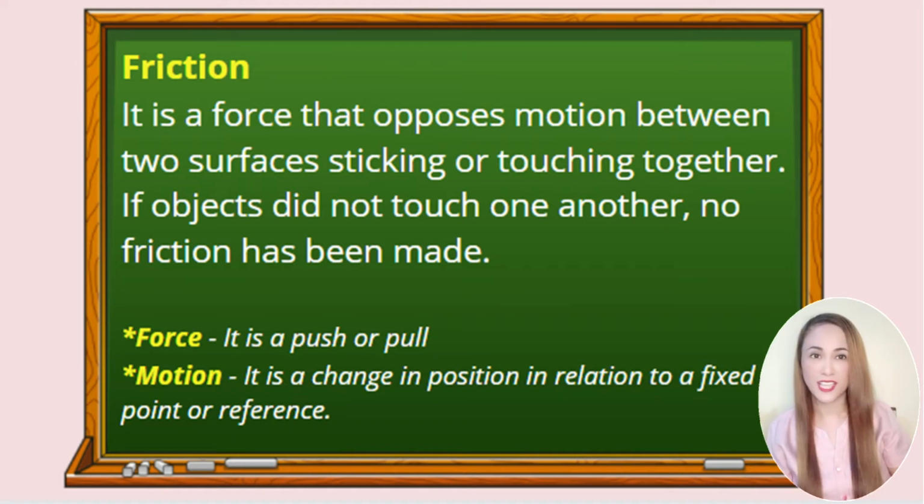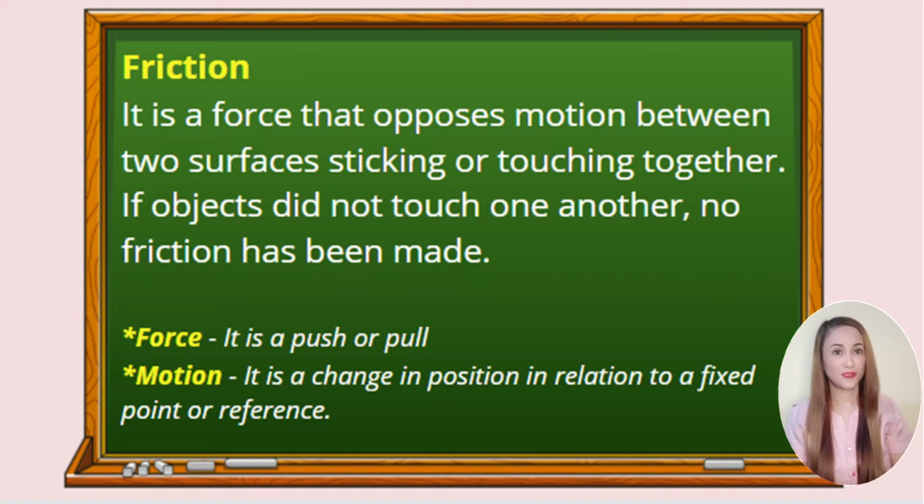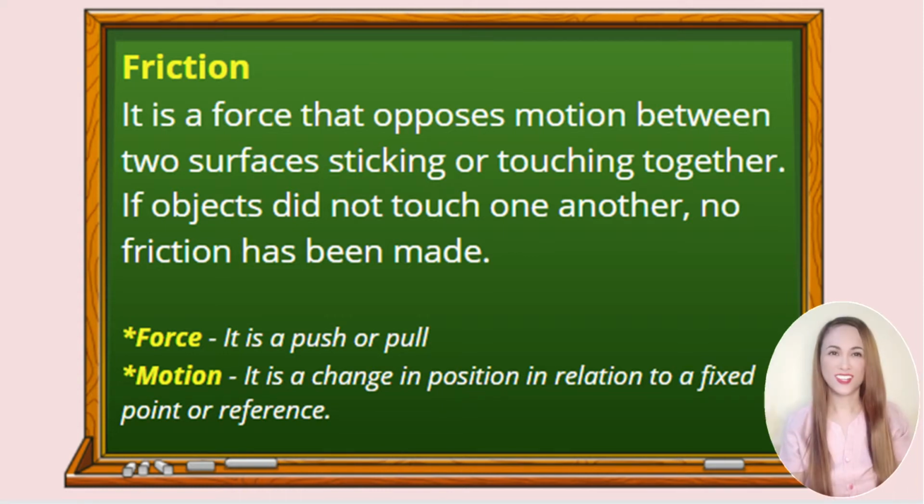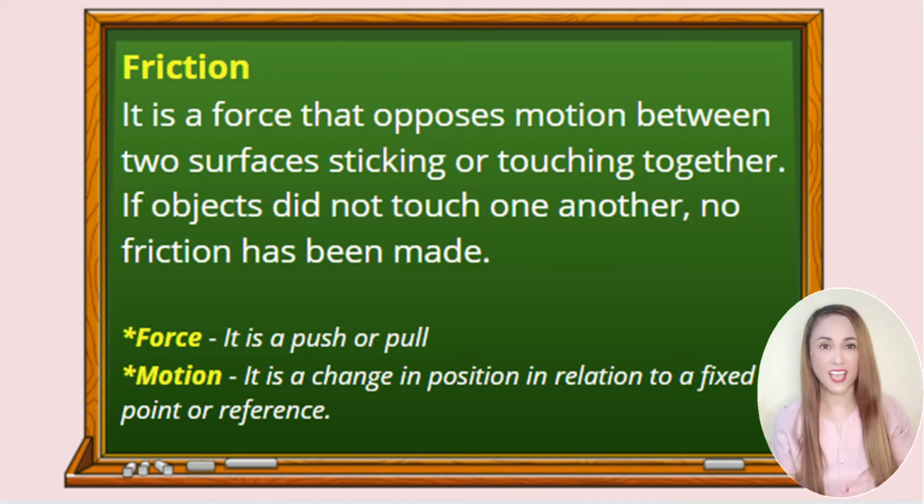Motion is a change in position in relation to a fixed point or reference. The force that two surfaces exert on each other when they rub against each other is called friction. In general, smooth surfaces produce less friction than rough surfaces. The strength of the force of friction depends on two factors. The first one is how hard the surfaces push together. And the second one, the types of surfaces involved.